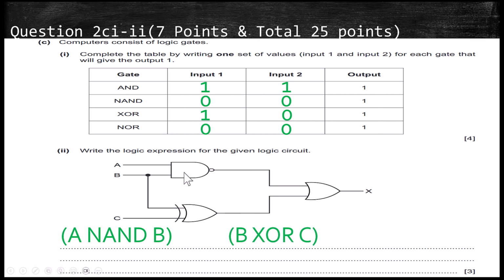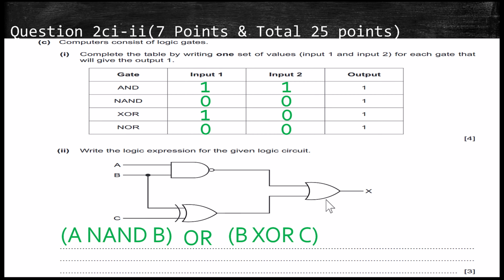How do I combine both of these gates together? Well, I combine it right here. What type of gate is that? That is an OR gate. And I want to write A NAND B in parentheses, B XOR C in parentheses to make sure I'm keeping everything separate. And just like that, we have 1/3 of the total points we can earn on our paper 1 exam.